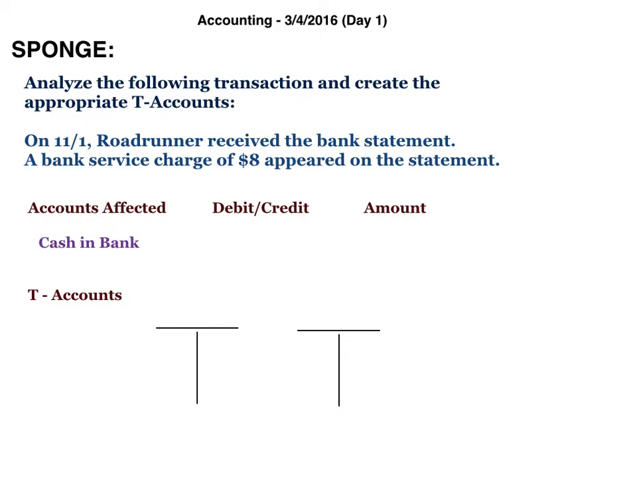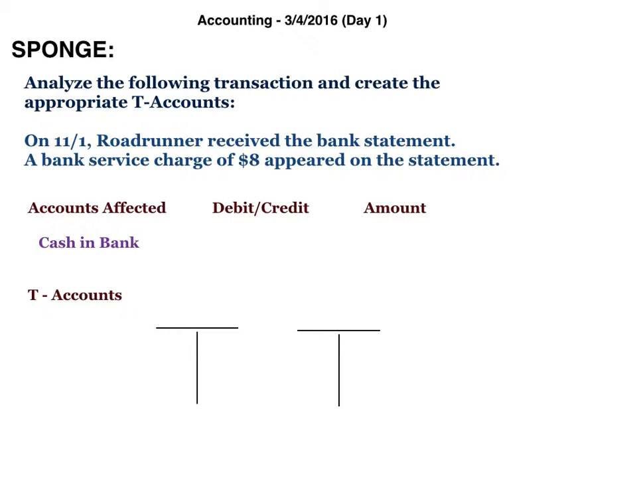And for how much? In this example, we read that on 11/1, Roadrunner received the bank statement. A bank service charge of $8 appeared on the statement. So we need to analyze this transaction, journalize it, and then post it to the general ledger so that our records are up to date.